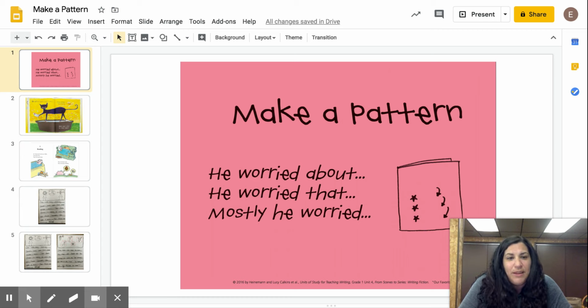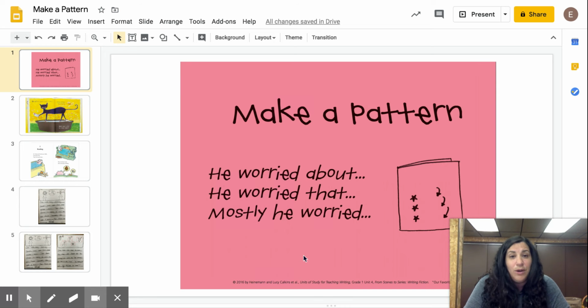So the example they gave here on this card is, he worried about this. He worried that, mostly he worried, right? We keep seeing the words he worried, he worried, he worried. And they're trying to show you how important it is and all the different things that he worried about by saying it over and over again.